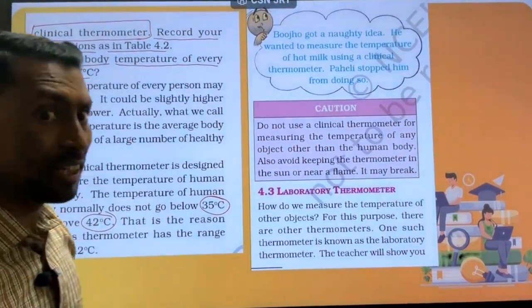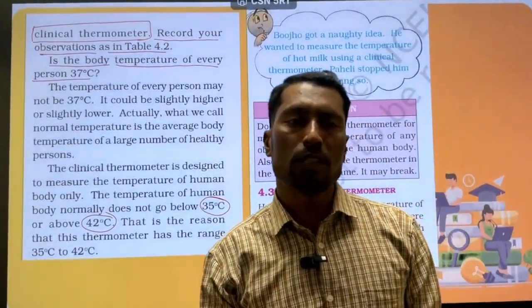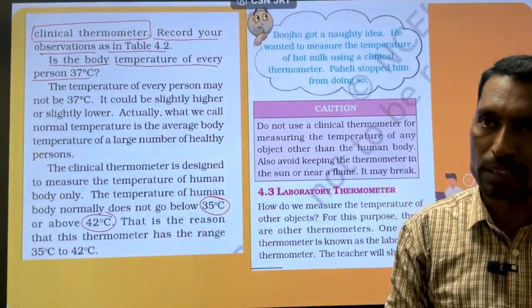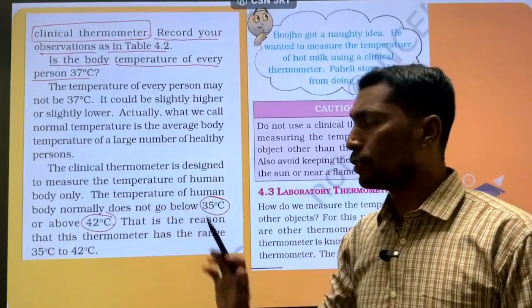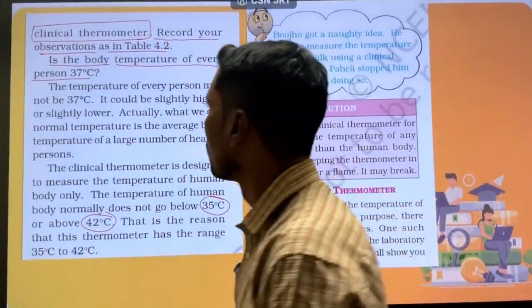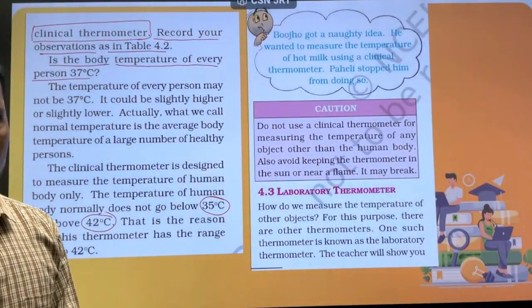In between that range we take the readings. And we know that the body temperature of the human body is approximately 37 degrees Celsius. For that, we use the clinical thermometer, which shows readings from 35 degrees Celsius to 42 degrees Celsius. And we also discuss the construction and working of the clinical thermometer.